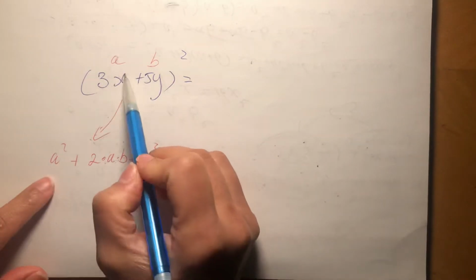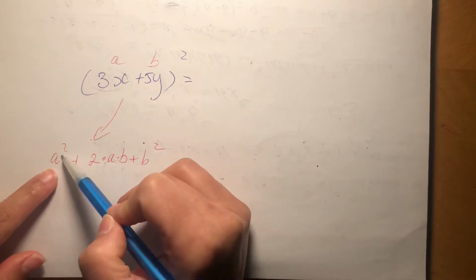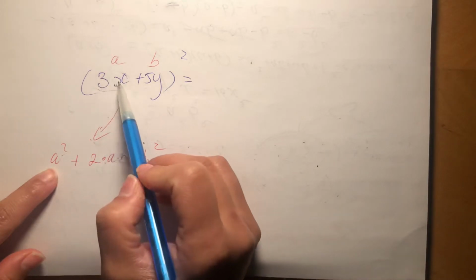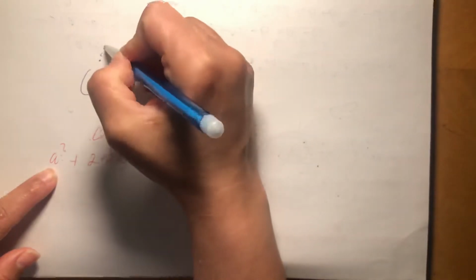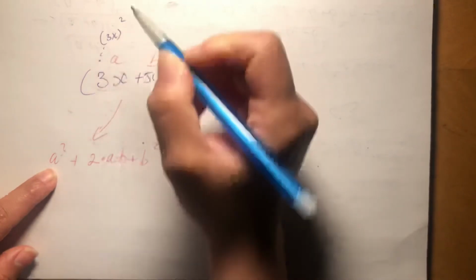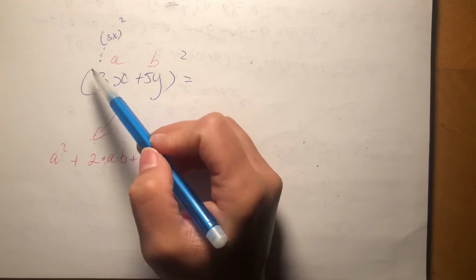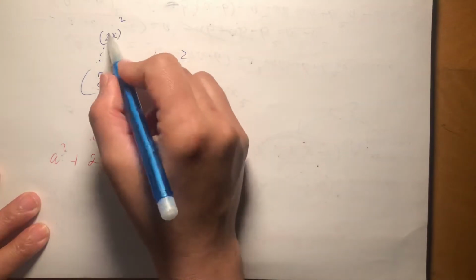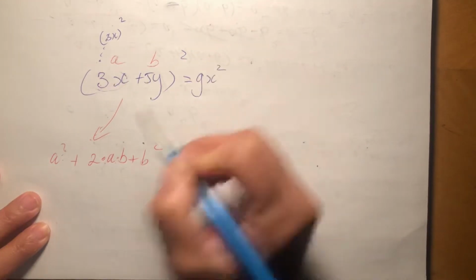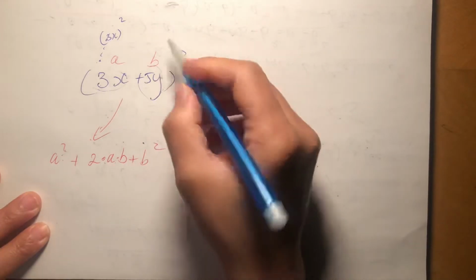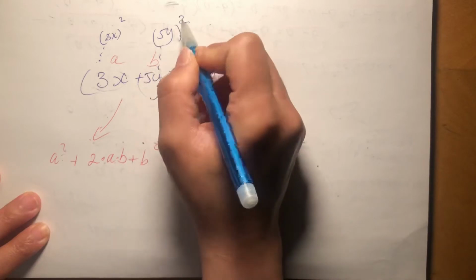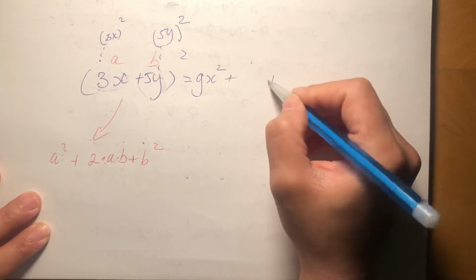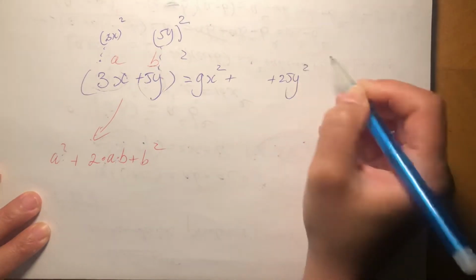Let's try it. If this is the A, we want A squared, we get (3x) to the power of 2. Yeah, this is also what I explained previously. This will become 3 times 3, 9x to the power of 2. This is the B, so you get (5y) to the power of 2. 5 times 5 will become 25y to the power of 2.